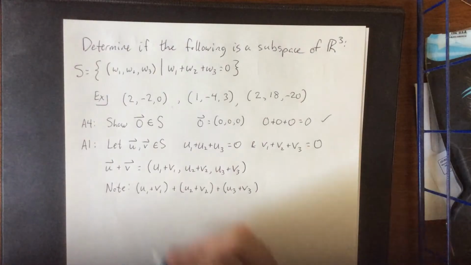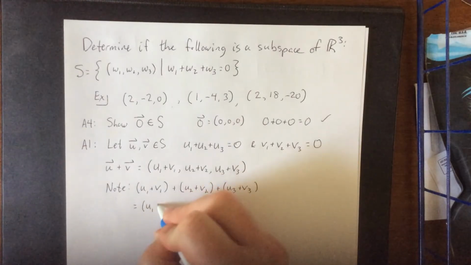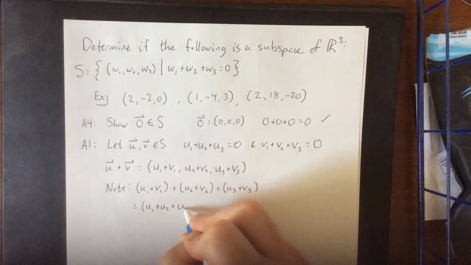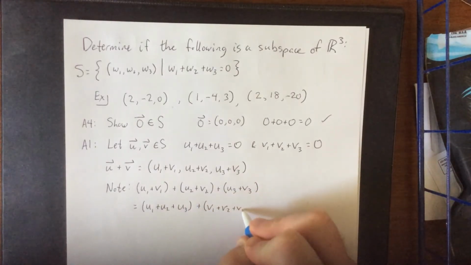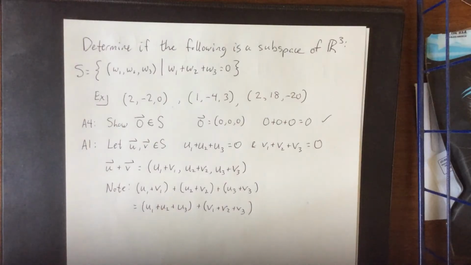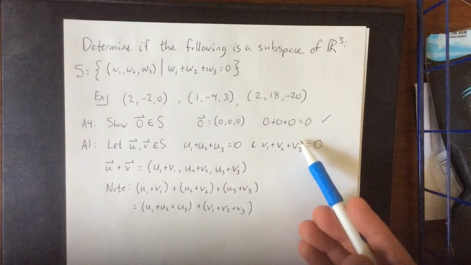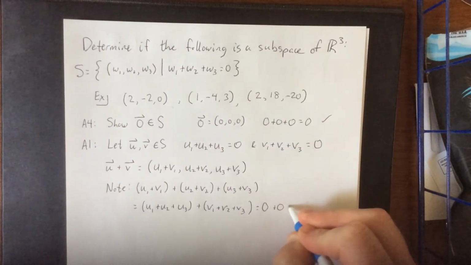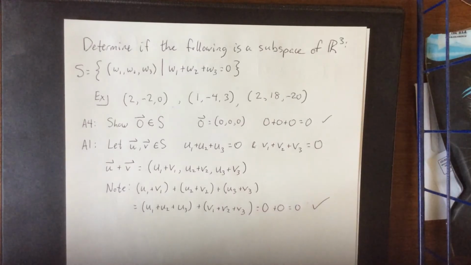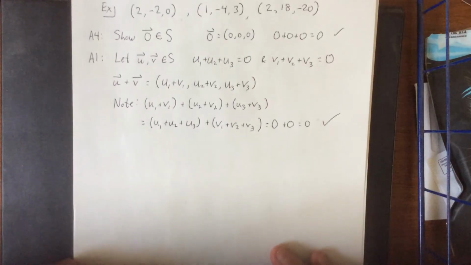Then we can do a little bit of reordering using the commutativity and associativity of the sum of real numbers. We'll point out that this would be U1 plus U2 plus U3 plus V1 plus V2 plus V3. But the assumption that we were making is that the sum of the components of U and the sum of the components of V would both be equal to 0. Therefore, this is going to be equal to 0 plus 0, which is equal to 0. Therefore, the set is closed under the operation of vector addition.